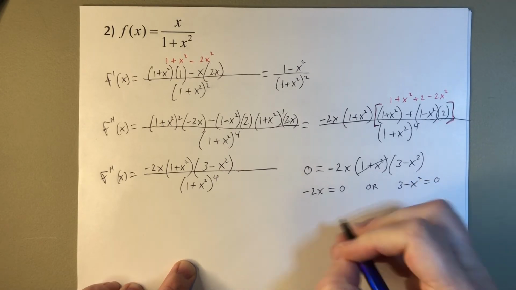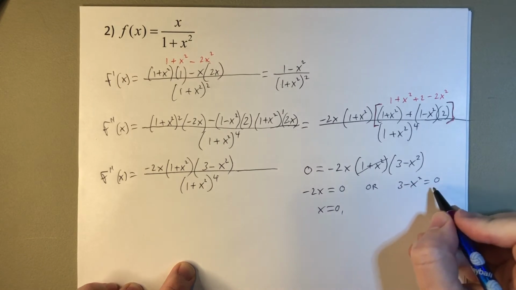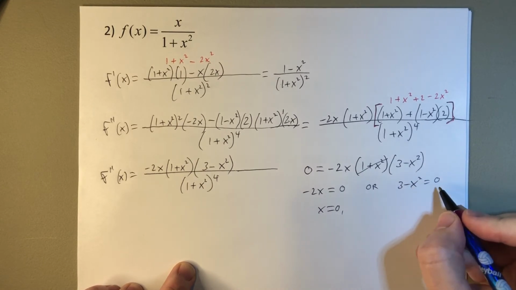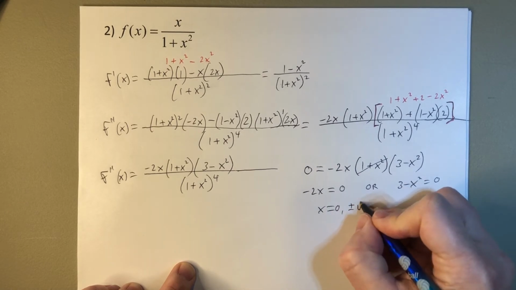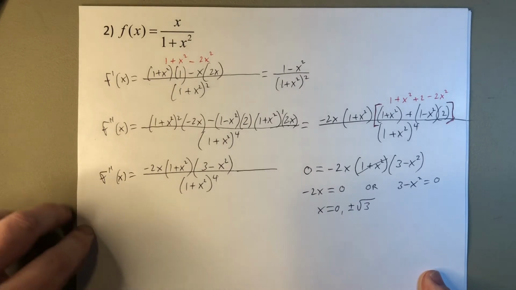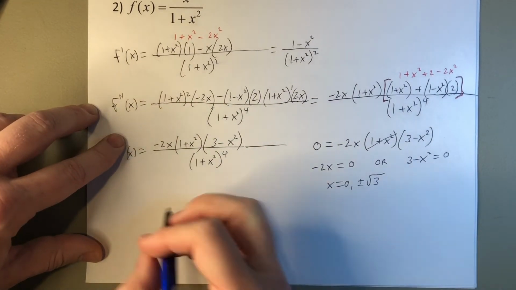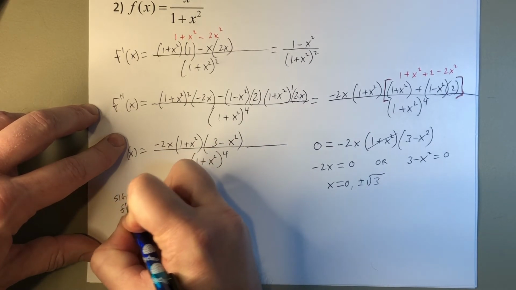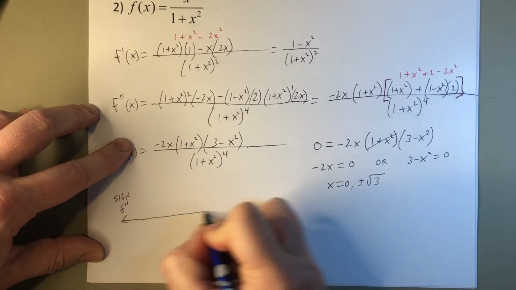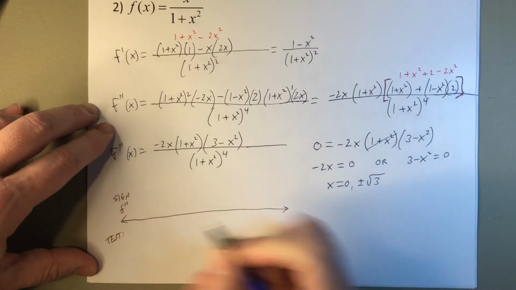So we would get x equals 0, and then solving this one, if you were to add x squared to both sides and then take the square root of both sides, you get two answers, because it's quadratic, and those two answers will be plus or minus the square root of 3. Now what we need to do is come up with our number line and look at the sign of f double prime based on some test values.